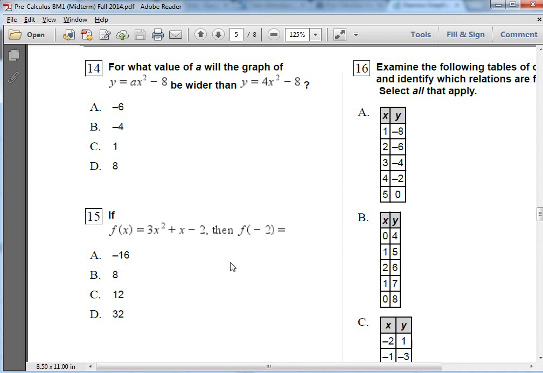17 is B. C is the domain, but they wanted a range. Oh, 17? I'll explain. Okay, you guys, I'll explain 17.